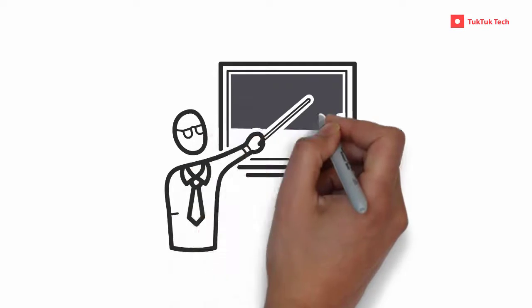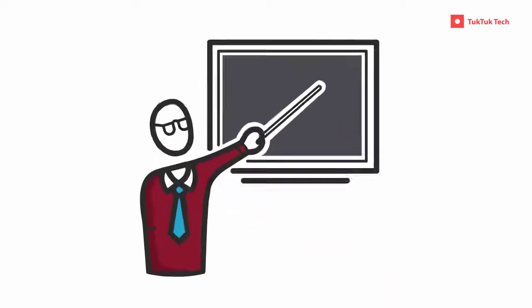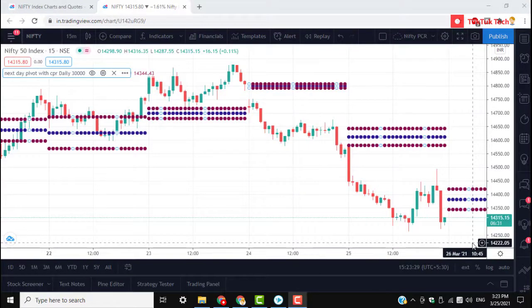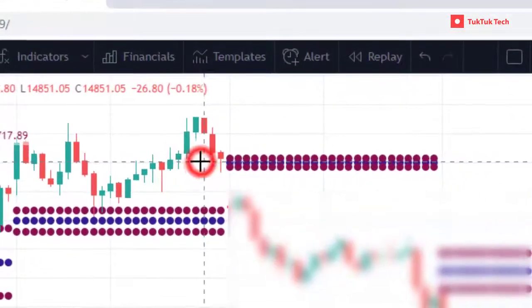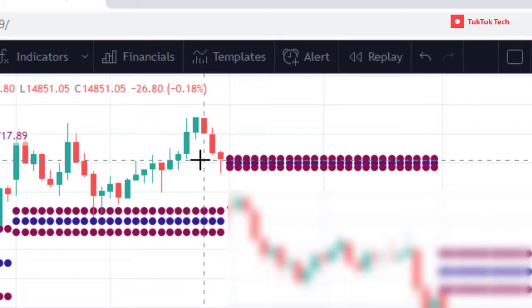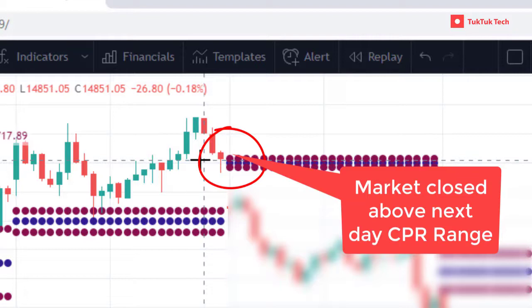Let's take a look at another example. On 24th of March 2021, in Nifty 50, a higher value relationship is present in the market. The fact that price closed above its pivot range in the prior session, in addition to the higher value relationship, indicated that continued strength should be seen the following day.